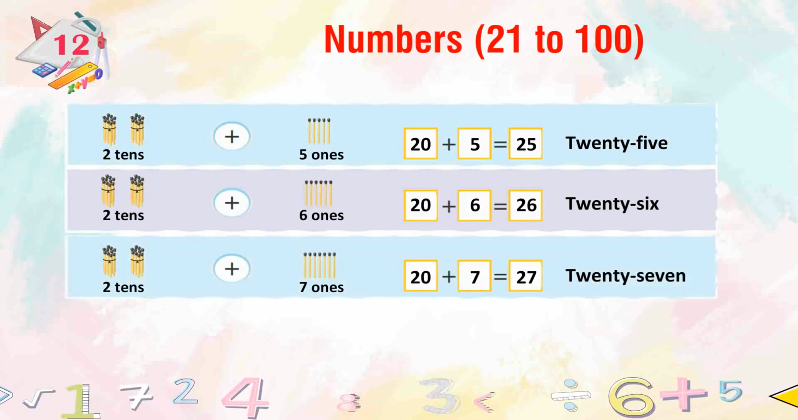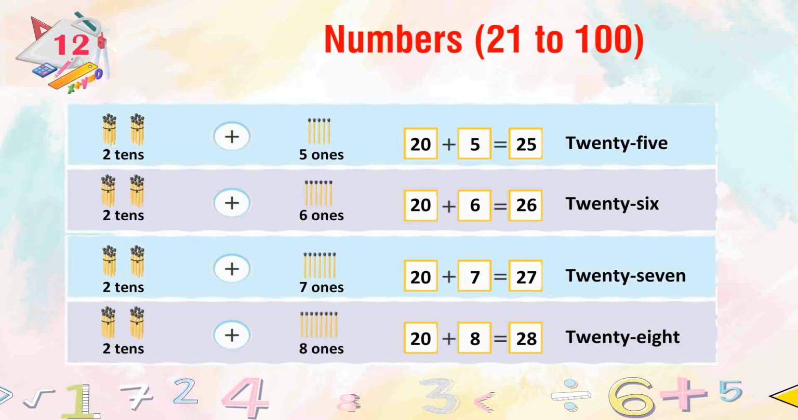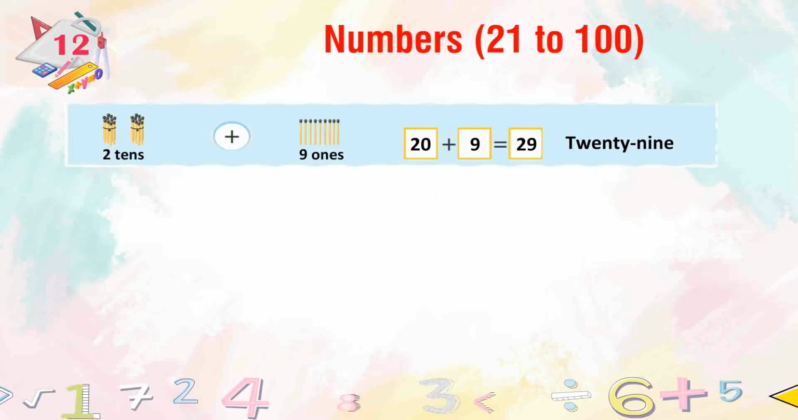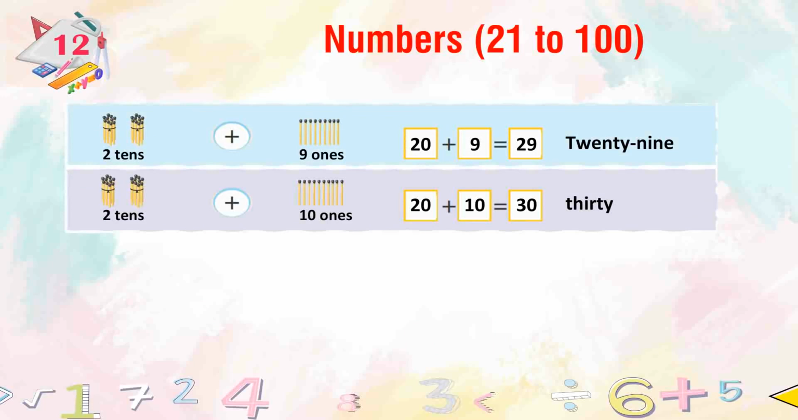Two tens plus 7 ones, 20 plus 7 is equal to 27. Two tens plus 8 ones, 20 plus 8 is equal to 28. Two tens plus 9 ones, 20 plus 9 is equal to 29. Two tens plus 10 ones, 20 plus 10 is equal to 30.